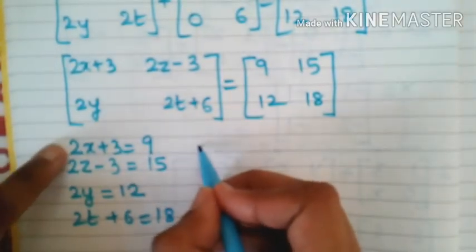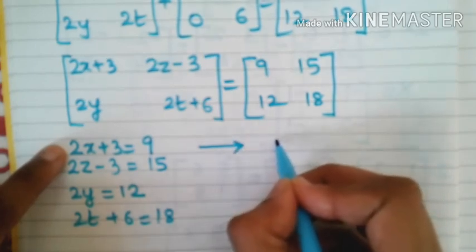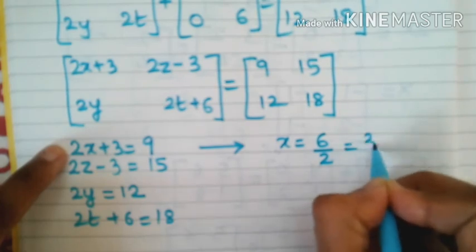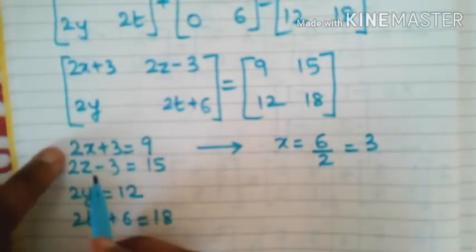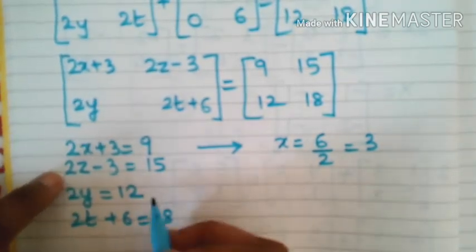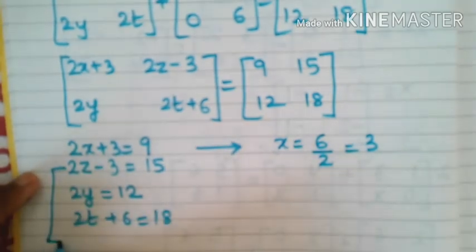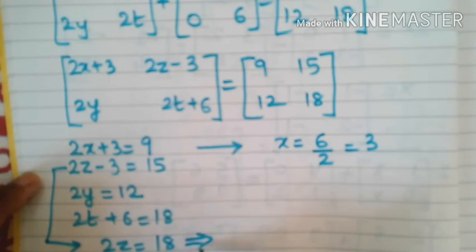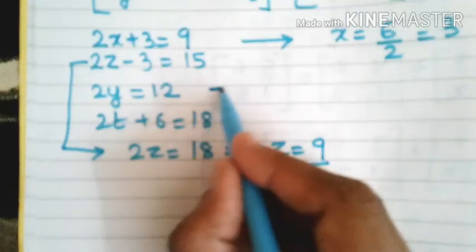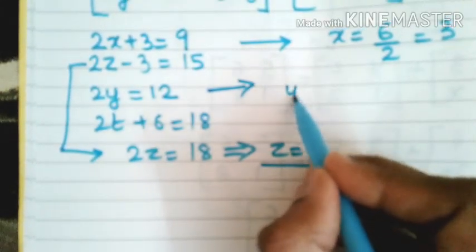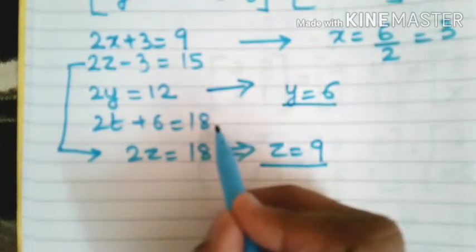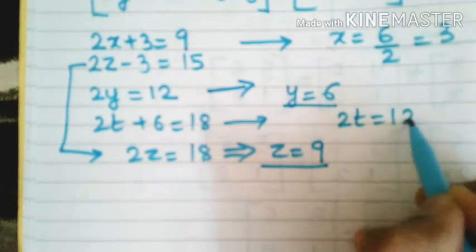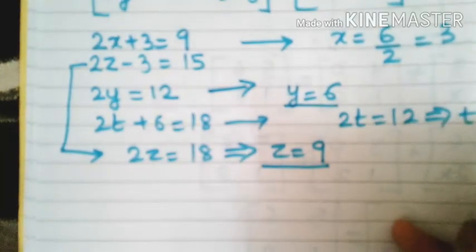So from this equation I will easily get the value of x as 6 by 2, which is nothing but 3. So I'll get the value of x as 3. Now if I take this equation, I will get 2z equal to 18, which means my z is equal to 9. From the third equation, we'll get to know that y is nothing but 6. And from the fourth equation, you'll get 2t as 12, which means t is equal to 6.